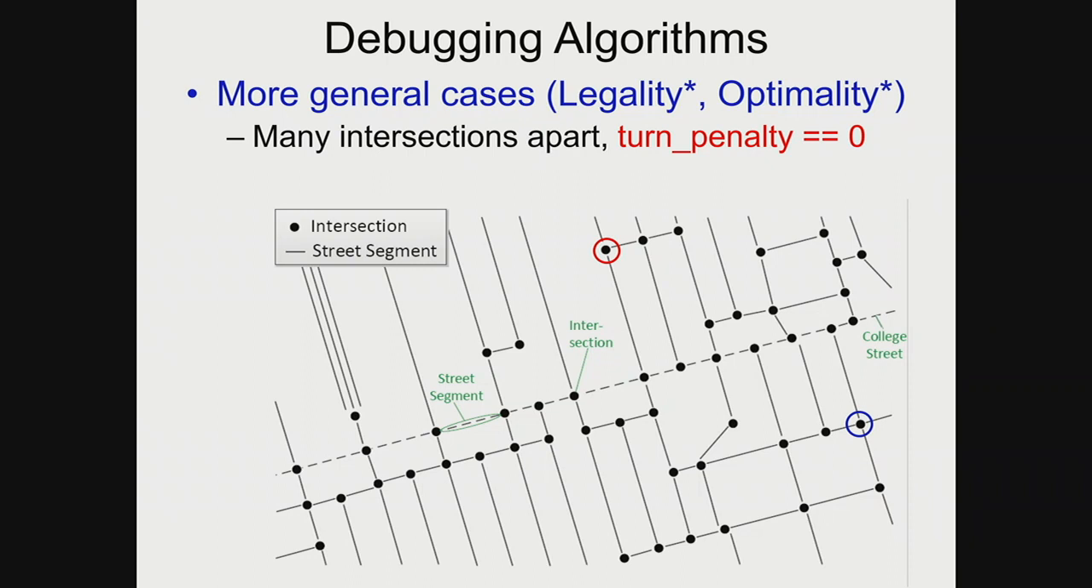Some of the tests are run with a turn penalty of 0. Some are run with a turn penalty of some other number, like 15 seconds. That's done on purpose. A turn penalty of 0 kind of deactivates some of your code. If you pass all the turn penalty 0 cases, but you fail the ones where turn penalty is non-zero, well, you know where to look.